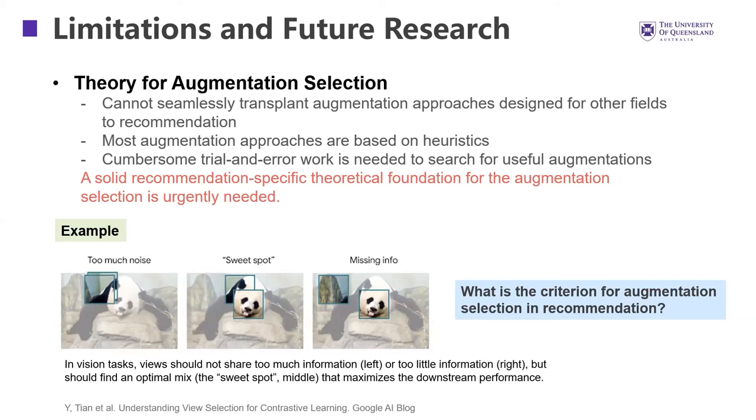If we have a solid recommendation-specific theoretic foundation for augmentation selection, we can use it to guide the process of data augmentation, so self-supervised recommendation methods can be more useful, especially the contrastive methods. In the area of computer vision, there have been some theories that can guide this process. But in recommendation, what is the criterion for augmentation selection? There currently hasn't been a theory for augmentation selection in recommendation, so it is urgently needed.